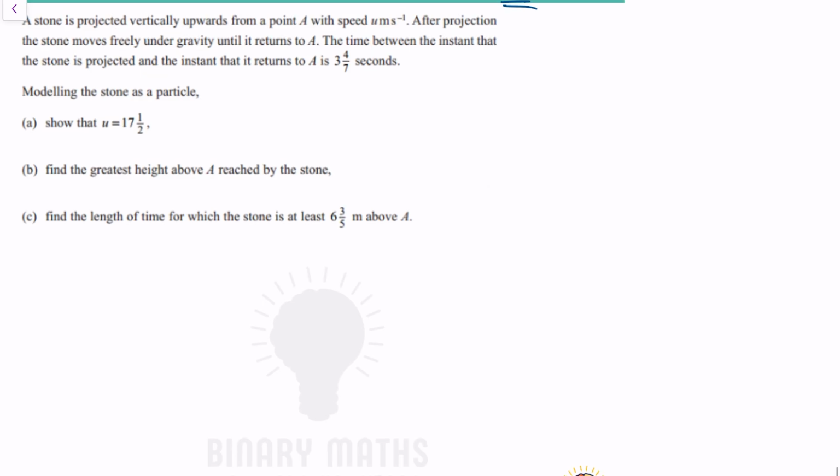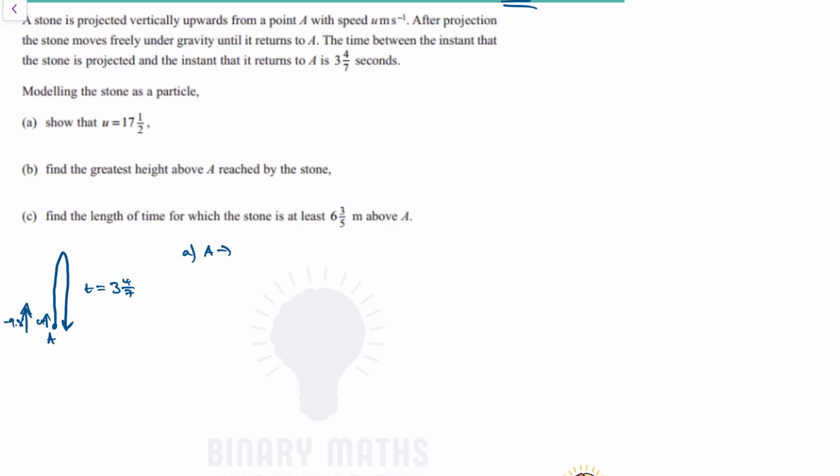Last question. A stone is projected vertically upwards from a point A with a speed of u meters per second. After projection, the stone moves freely under gravity until it returns to A. So from A to A, the time between the instant that the stone is projected and the instant that it returns to A is equal to 3 4/7 seconds. So if speed is u, this is moving up, so acceleration is minus 9.8. Modeling the stone as a particle, show that u is equal to 17.5. So this is the whole journey from A.